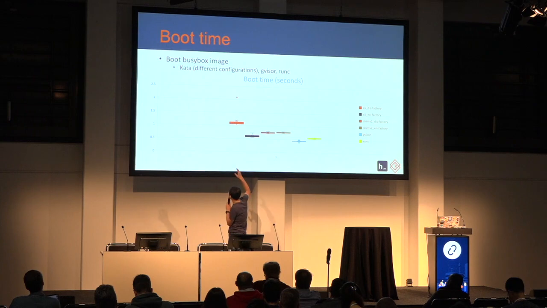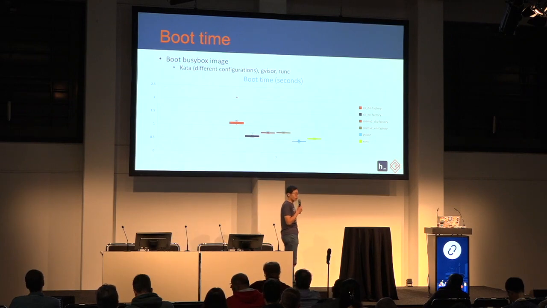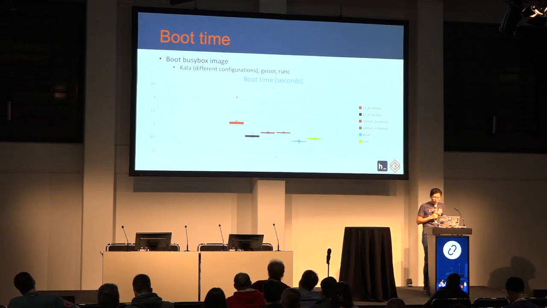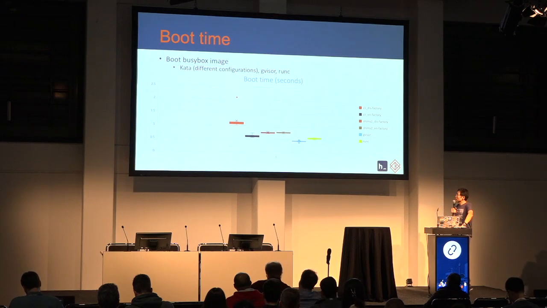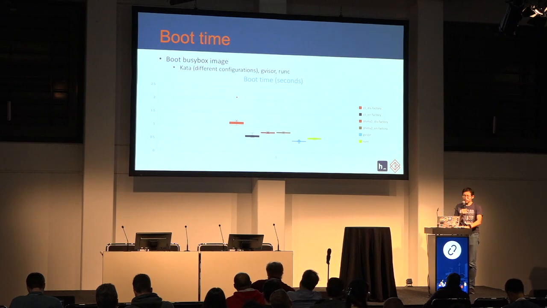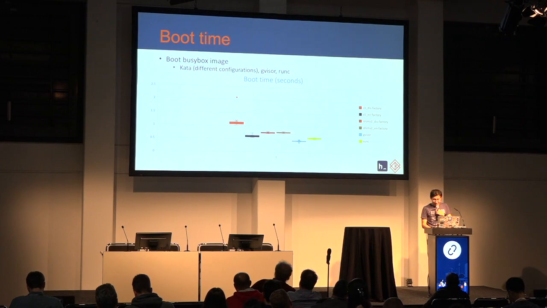And there is some variance between the different tests. We ran about 10 or 20 test runs and got the statistical data here. So the result shows that with proper configurations, Kata containers can get good boot performance, but gVisor can do even better. But they are pretty similar.